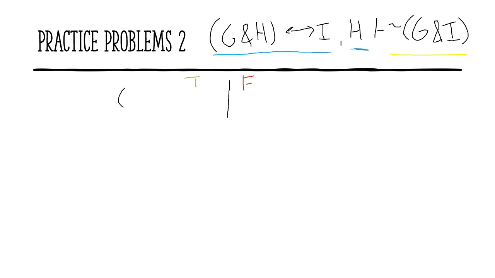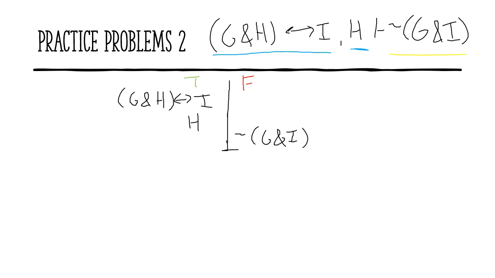G and H, double arrow I, and just H by itself. Then we also have not G, I. So again, we can start wherever we want. I traditionally just start with the premises from the first one and work my way down.